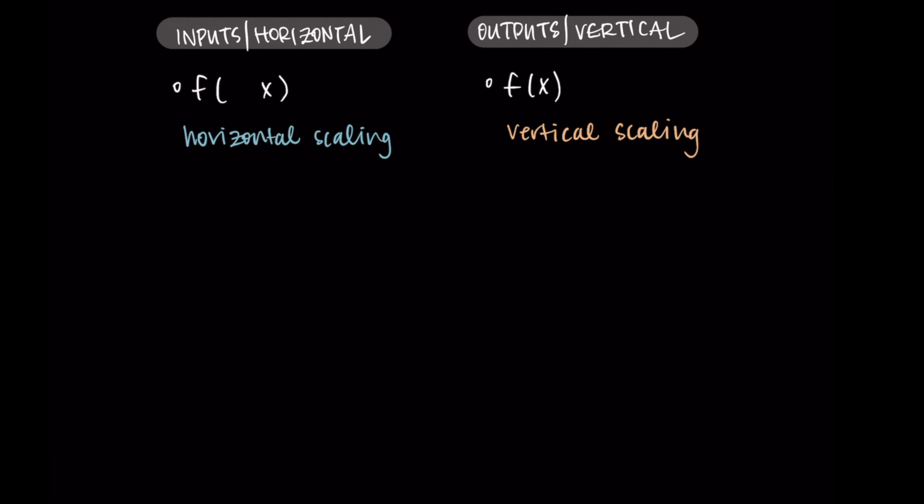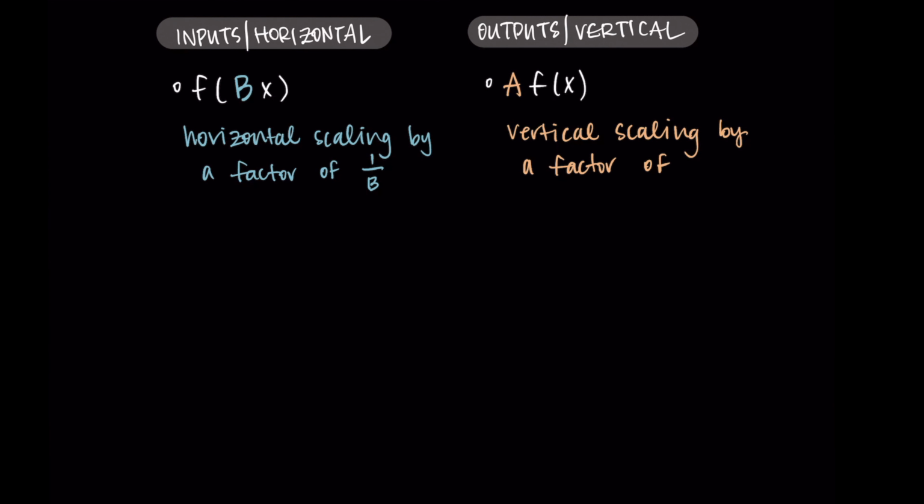So for the input transformations, these are going to look like f of b times x. So we're affecting the input by multiplying it by b. This is our horizontal scaling. Then we also have a vertical scaling, and here we're going to be multiplying the output by our number, and so we're going to have a times f of x. So for the input transformations, this is a horizontal scaling by a factor of 1 over b. And then for the output transformations, this is a vertical scaling by a factor of a.